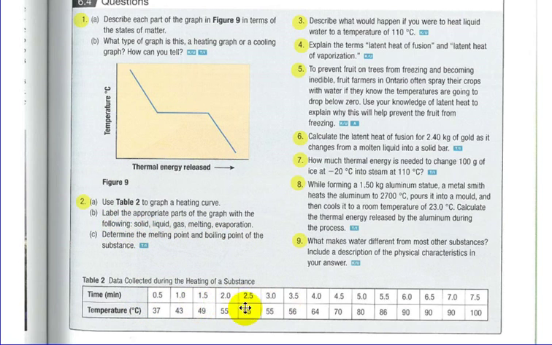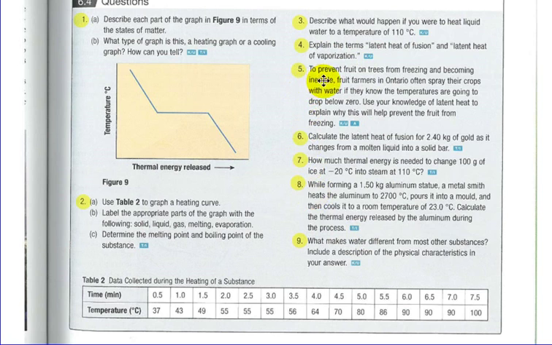Number 2, graph this heating curve, label the part, solid, liquid, gas, melting, evaporation, where does that happen? Determine the melting point and boiling point. So if you look back, you can see how to do that. Number 3, what would happen if you were to heat a liquid, water to 110 degrees C? So what would happen if water was at 110 degrees C? Would it be a change in state, or would it be in a specific form? Tell me about that. 4, explain the terms latent heat of fusion and latent heat of vaporization.